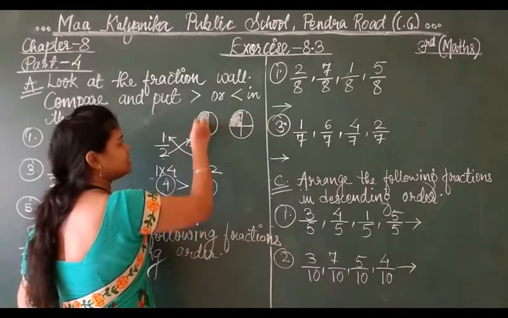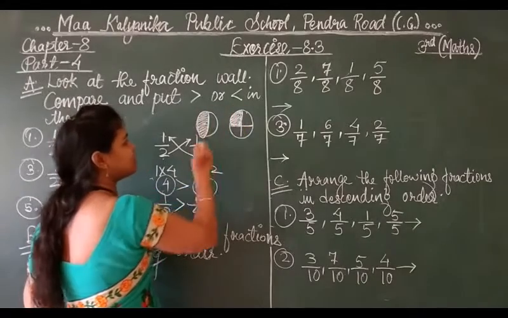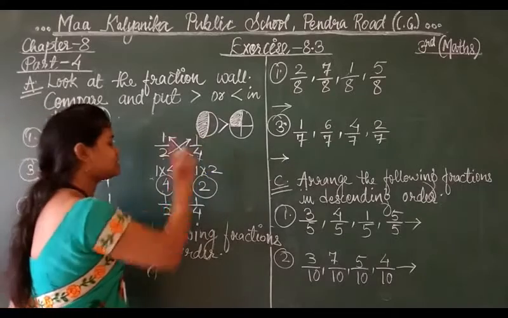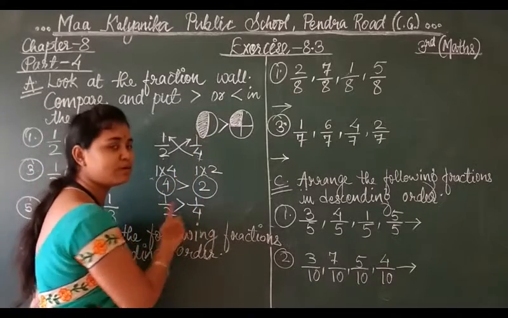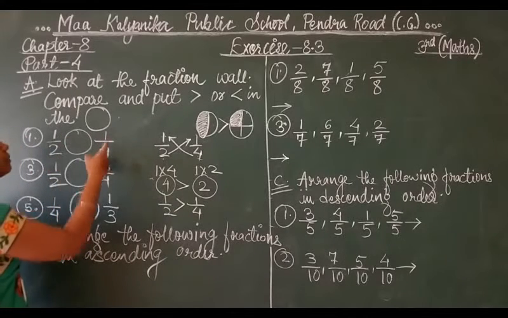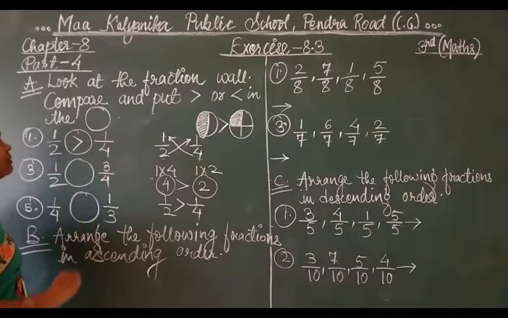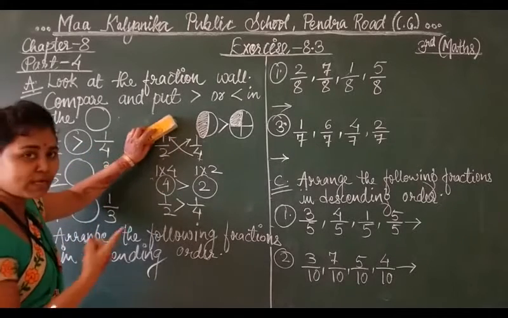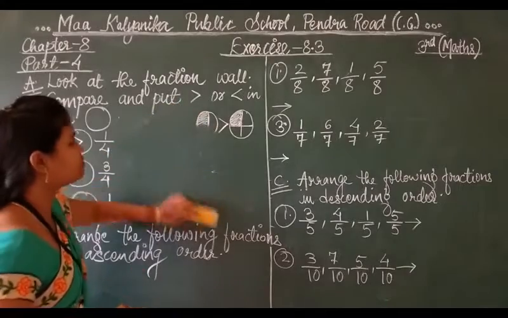So which one is greater? This shaded part or this shaded part? Of course, this one is greater. So students, in this way you can understand 1 by 2 is greater than 1 by 4. So 1 by 2 and 1 by 4, which one is greater? 1 by 2. So 1 by 2 is greater than 1 by 4. So students, in this way you can solve also.